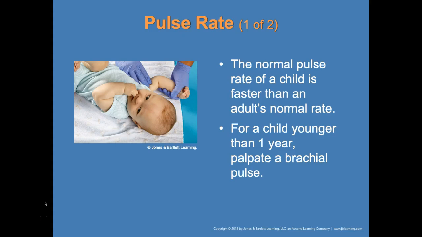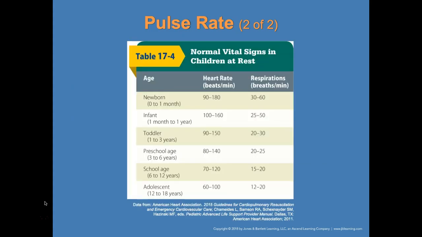So the normal pulse rate for a child is going to be faster than an adult's normal rate. In a child younger than 1 year, we want to palpate the brachial pulse, which is located halfway between the shoulder and elbow on the inside of the upper arm. All right. So here we can see what should be normal heart rate and respirations for the different age groups: newborns, infants, toddlers, preschoolers, school age, and adolescents.